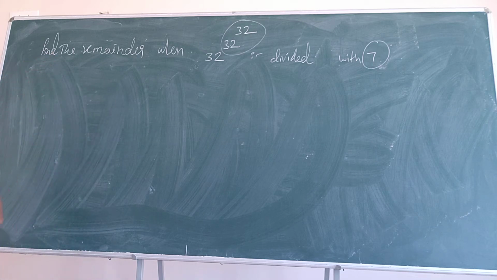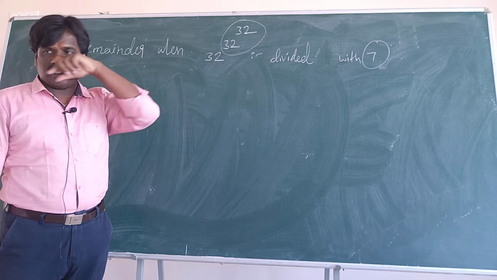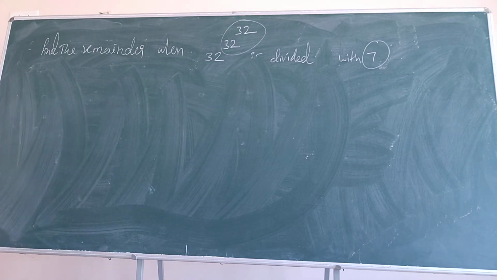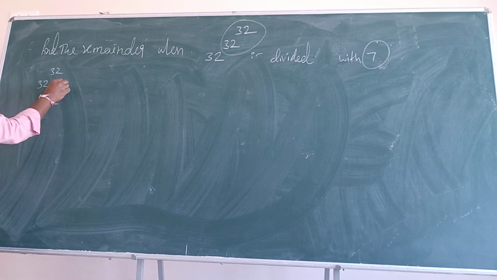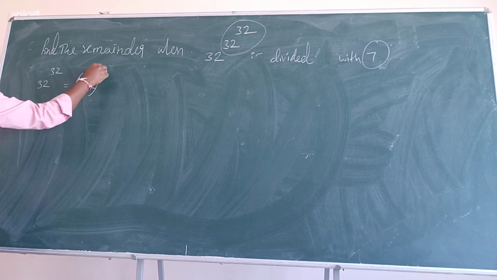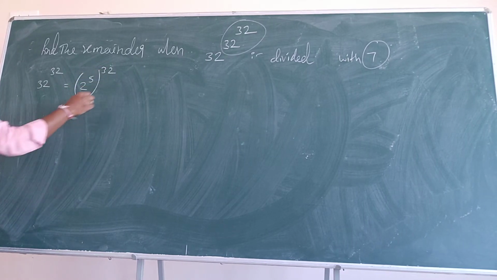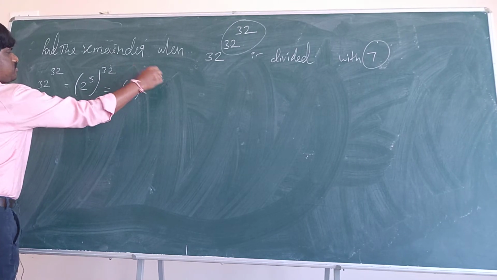Find the remainder when 32 to the power of 32 to the power of 32 is divided by 7. Okay, I'll explain now. See here. The technique you have to use: I take 32 to the power of 32. This I can write as 2 to the power of 5, whole power 32. This I can write as 2 to the power of 160.